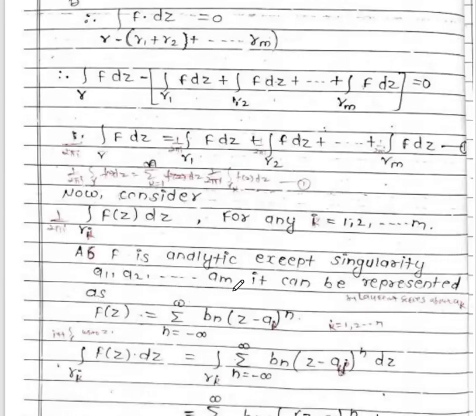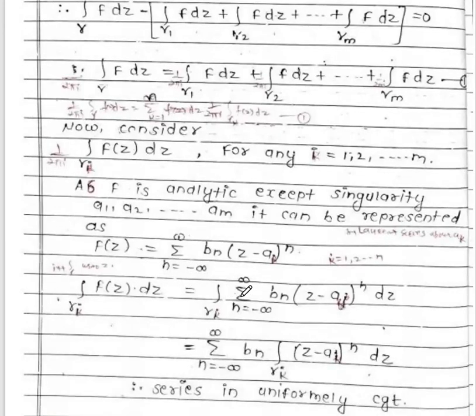We have given that f is analytic except at singularities a1 to am. It can be represented as f of z equal to the summation over n from minus infinity to plus infinity of bn times (z minus ak) to the power n. Hence we can write the integral over gamma k of f of z dz equal to the integral over gamma k of the summation of bn (z minus ak) to the power n dz. This series is uniformly convergent.